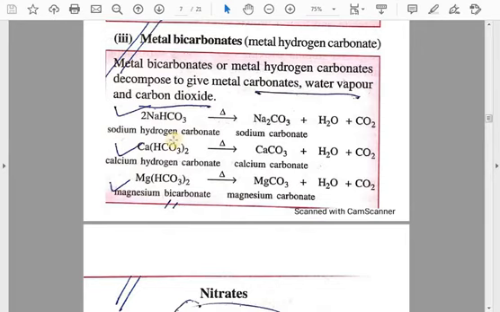Third is metal bicarbonate, or metal hydrogen carbonate. They decompose to give metal carbonates, water vapor and carbon dioxide.